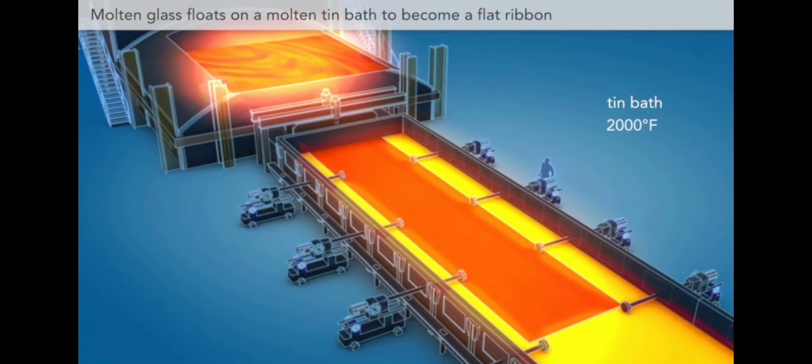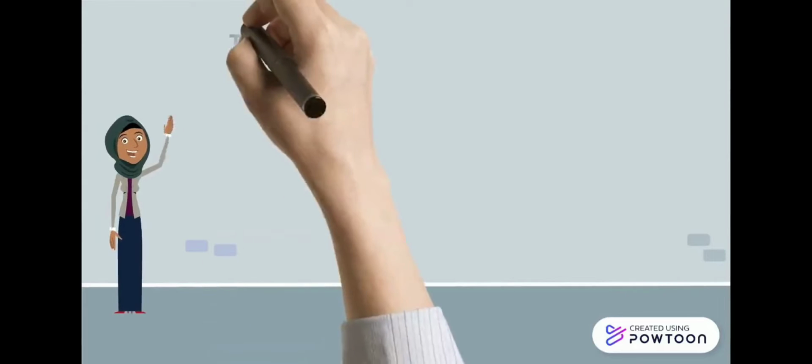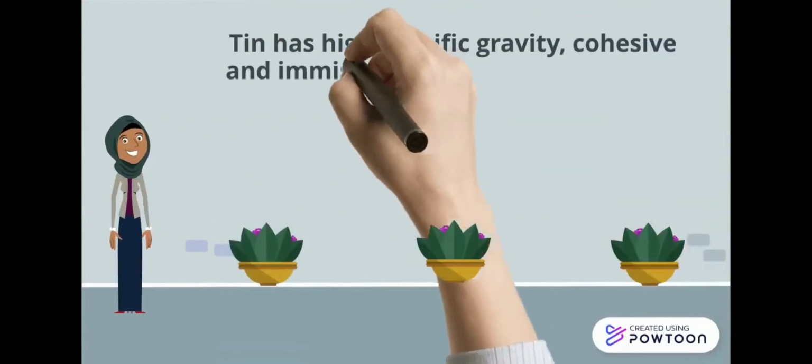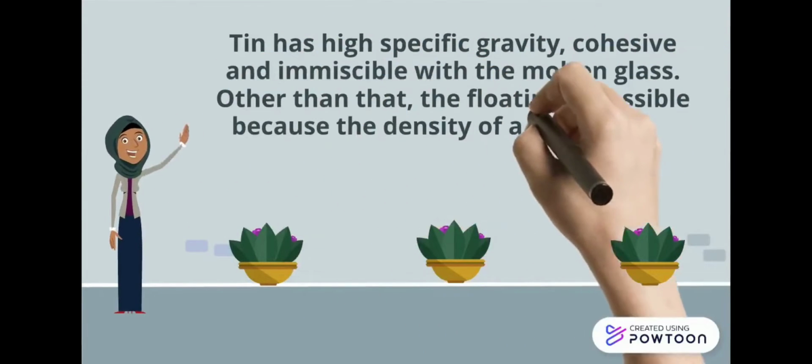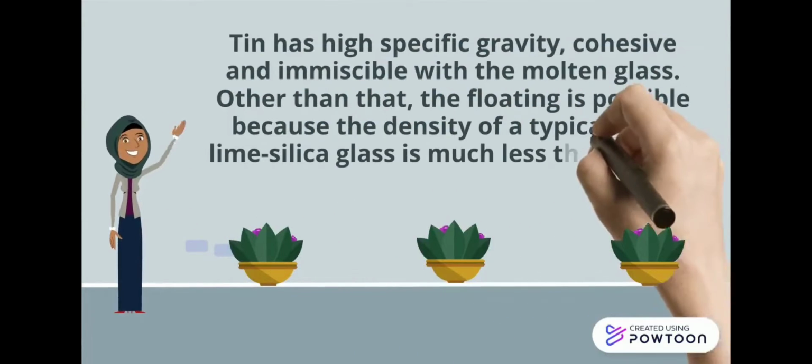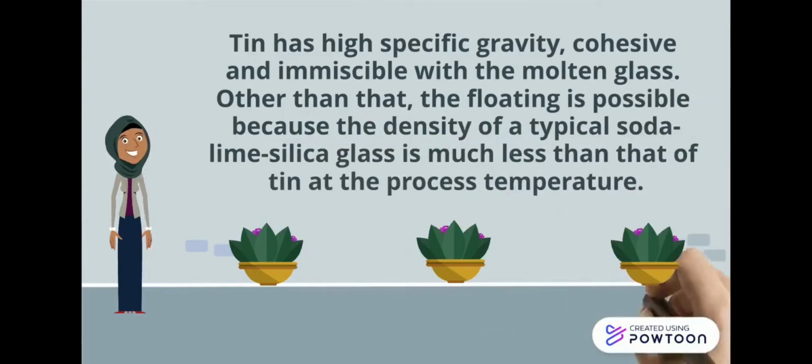So, we have heard about the introduction to the Pilkington process. Now, let's move on to the principles and the theory involved in this process. As we all know, the Pilkington process uses tin as the material onto which the molten glass is poured. Why is this so? This is because tin has a high specific gravity, is cohesive, and is immiscible with the molten glass. Other than that, the floating process is possible because the density of a typical soda lime silica glass is much less than that of tin at the process temperature, but time was needed to allow glass surface irregularities to flow out across the dead flat surface of the molten tin.